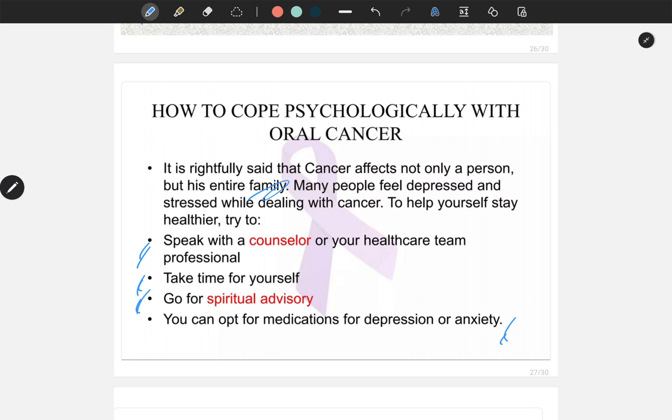The role of family members is crucial for these patients. Family members should behave as if it is a normal thing for the patient, because if the surrounding is positive for the patient, the psychology of the patient will be good and the healing of the patient will be faster, and after healing the patient can go back to normal life.